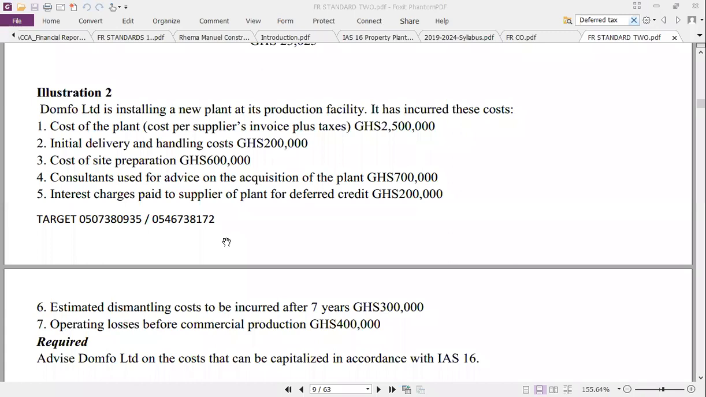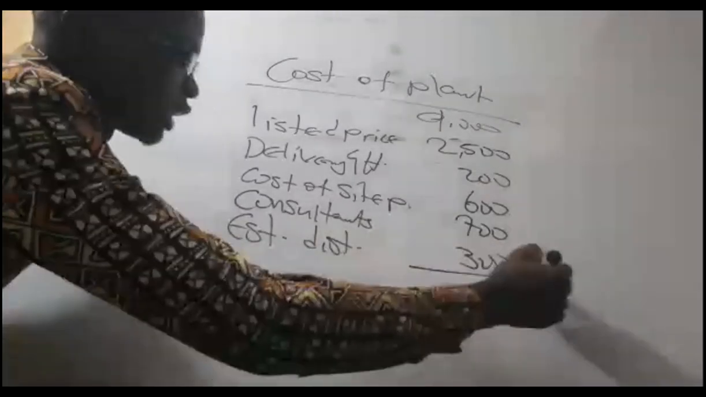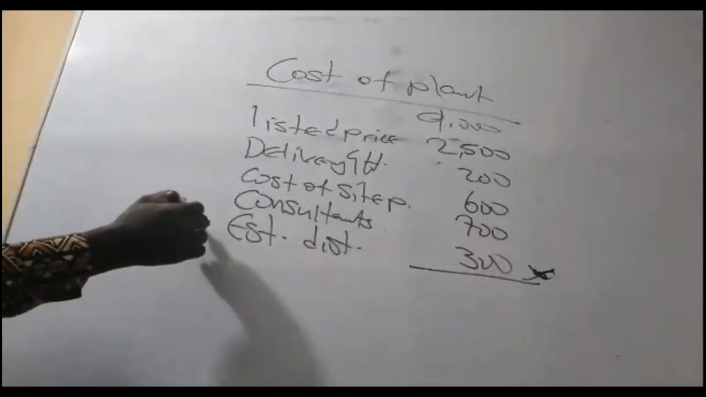Take note. Then the last one, operating losses before commercial production, 400. Should it form part? It's an initial operating loss, so it does not form part. That's all, we are done. That's the total cost, so just take note of how you should treat the dismantle cost.